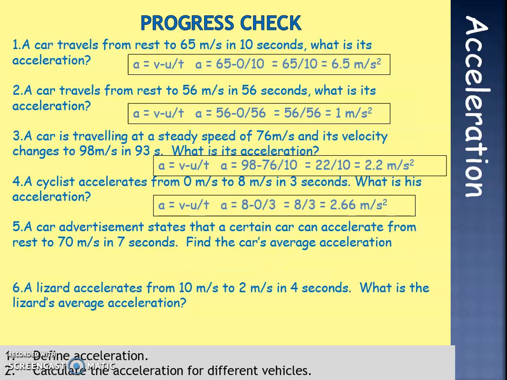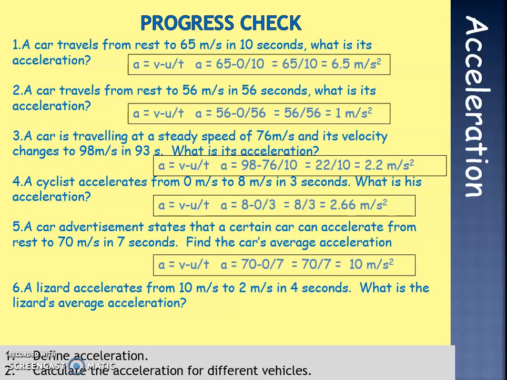A car advert states a certain car can accelerate from rest to 70 in 7 seconds. What's the average acceleration? Well, that would be 70 divided by 7, giving us 10 meters per second squared. And a lizard accelerates from 10 meters per second to 2 meters per second in 4 seconds.